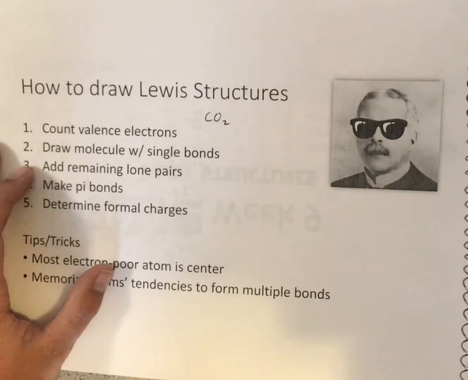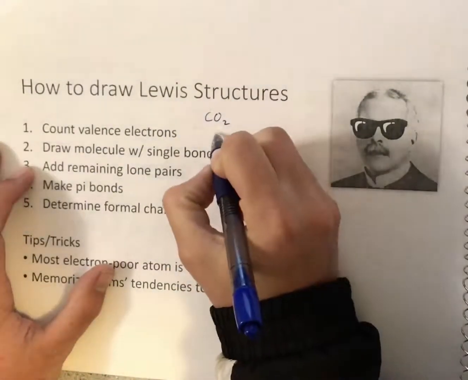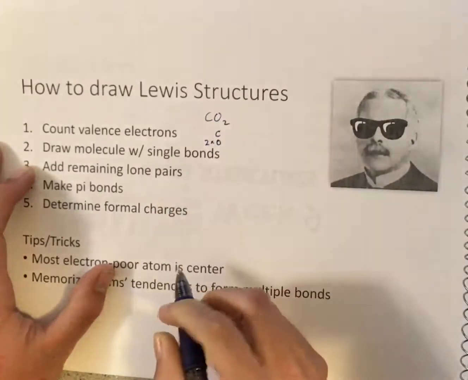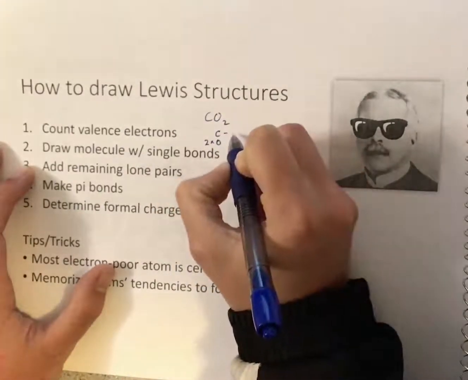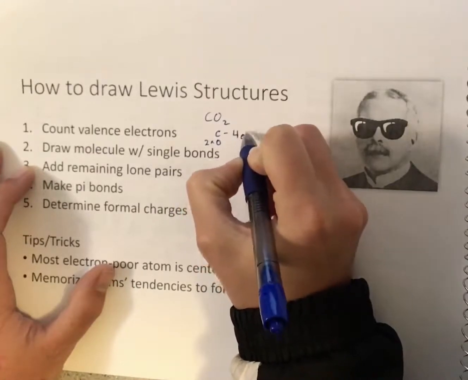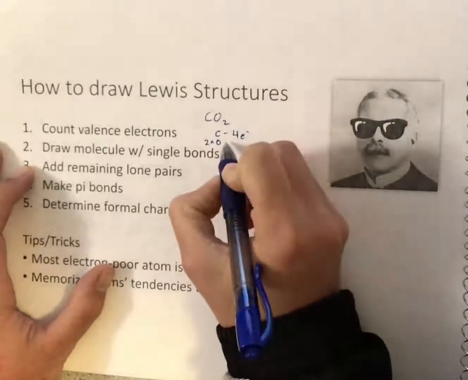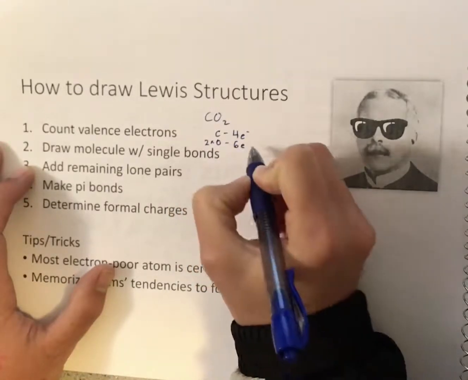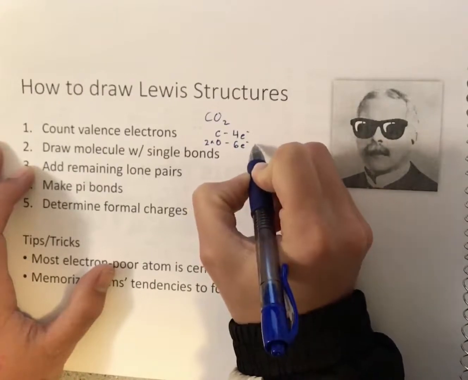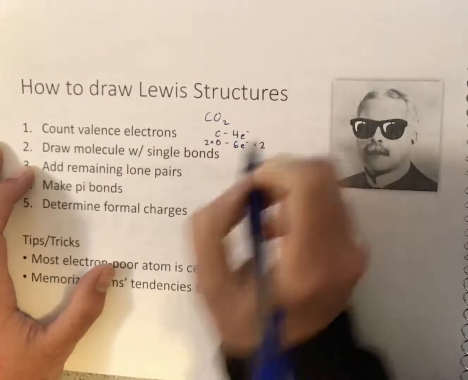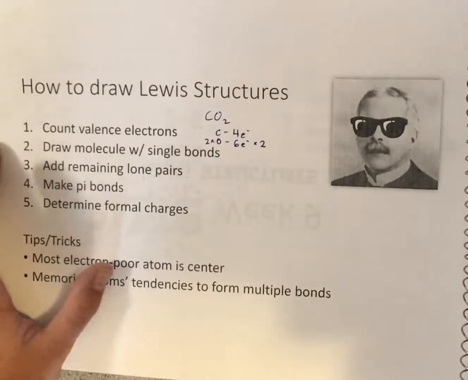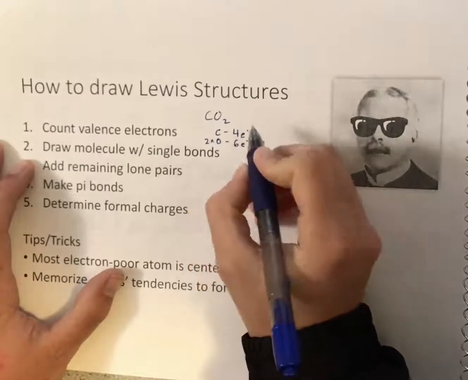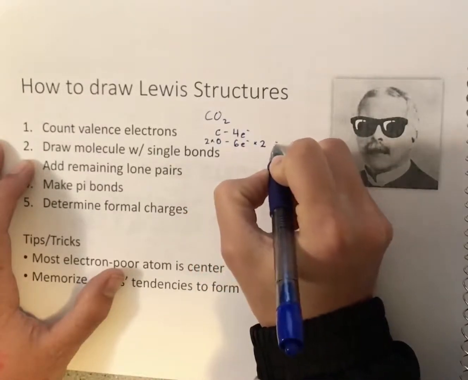So the valence electrons for carbon dioxide are going to be carbon and then 2 times oxygen. So carbon is going to have 4 valence electrons, and then oxygen is going to have 6 each based on where it is in the periodic table. And based on that, we have 4 plus 6 plus 6, which is equal to 16 valence electrons.